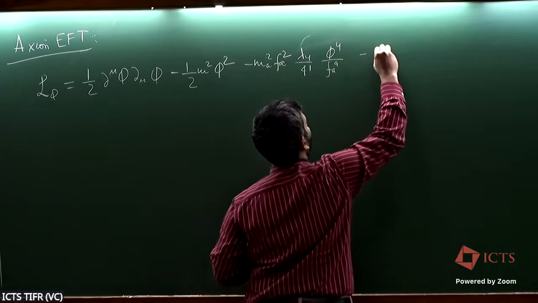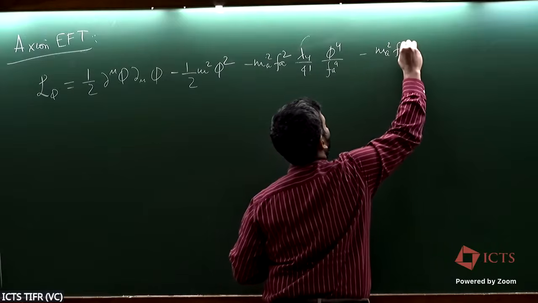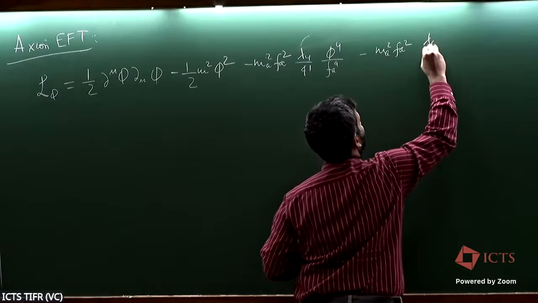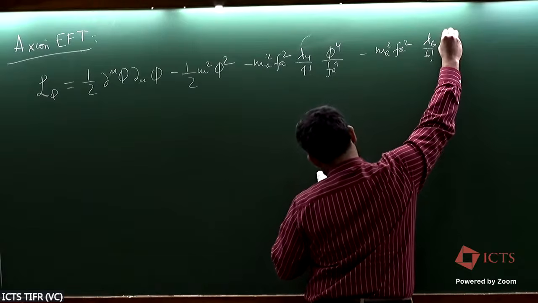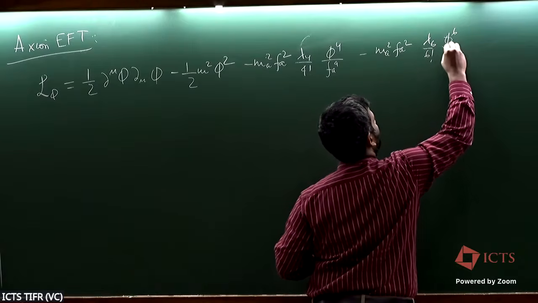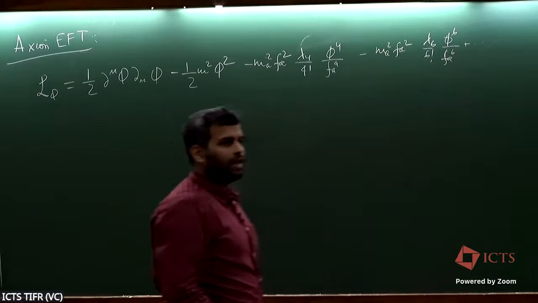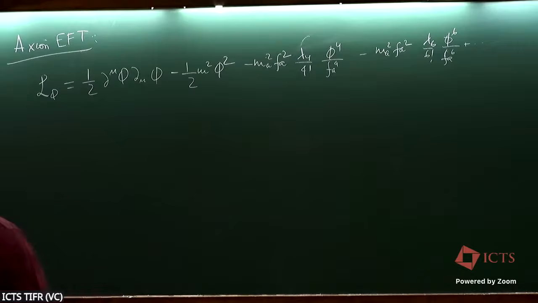The potential has a term with 6 factorial by FA to the 6. In general, the axion potential is given by some cosine type of potential, but let me say I have expanded the potential for the time being, and I have kept it up to the phi to the 6 term in the Lagrangian. This FA is the axion decay constant.